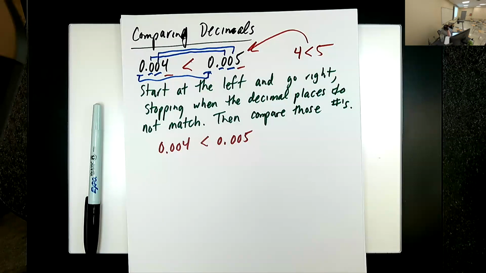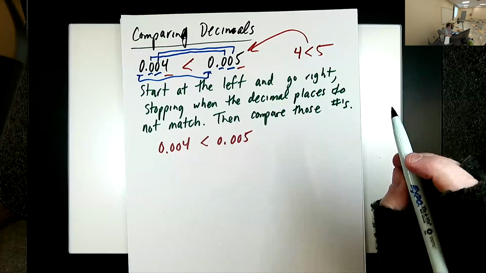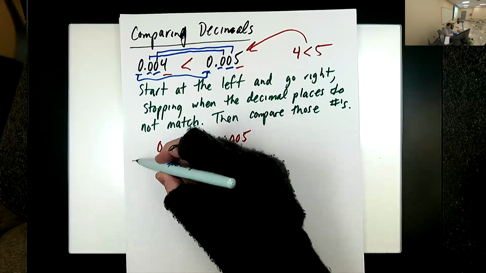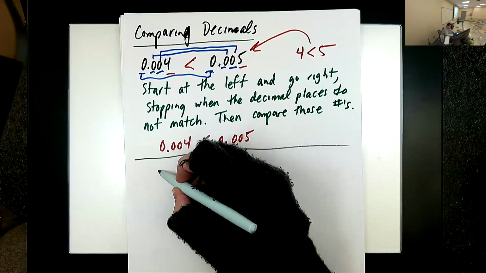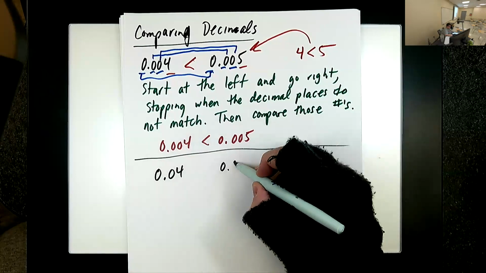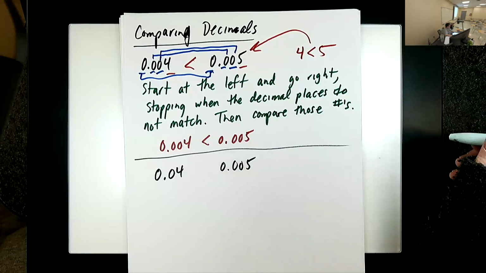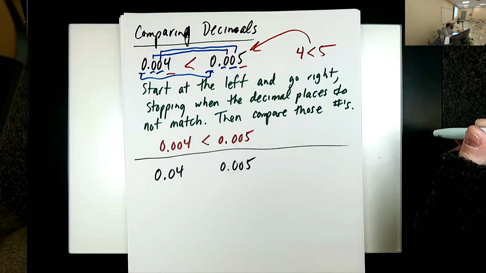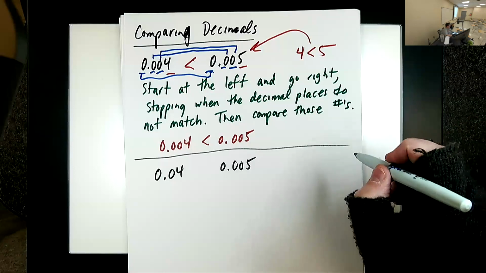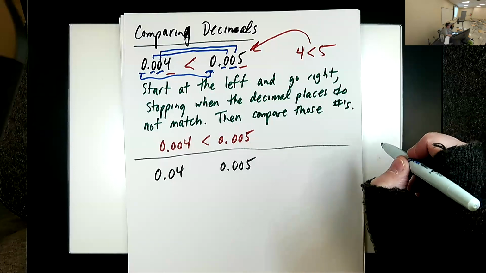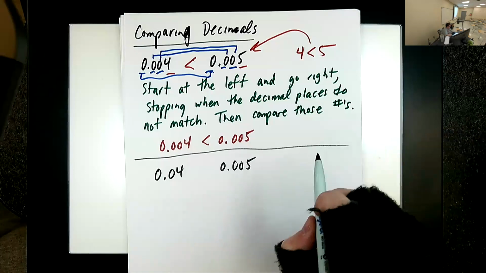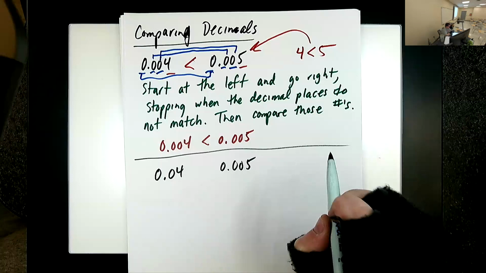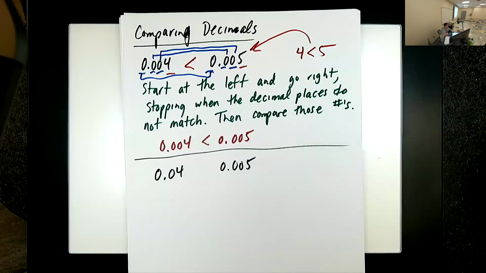A lot of times that part doesn't really mess students up. Where students make mistakes is if we see something like this. Students oftentimes will, I don't know if it's a mistake or they just don't know rounding. They go 4 is less than 5, I'll put the less than symbol in. That's not how this works though. We really gotta go one at a time.